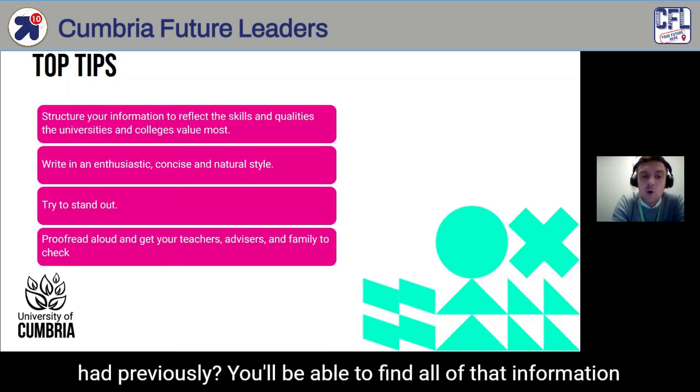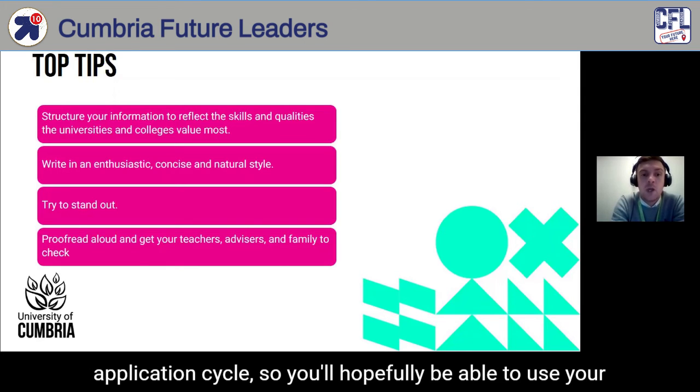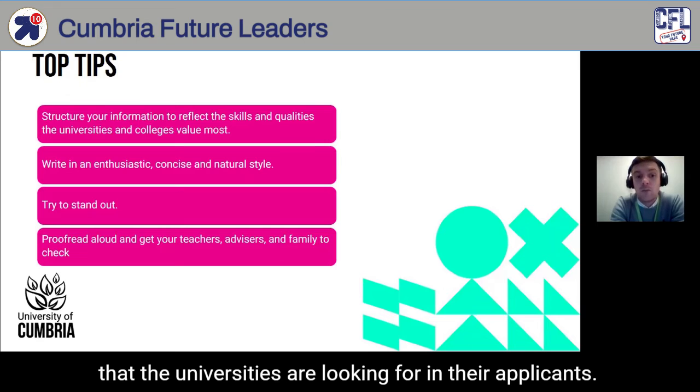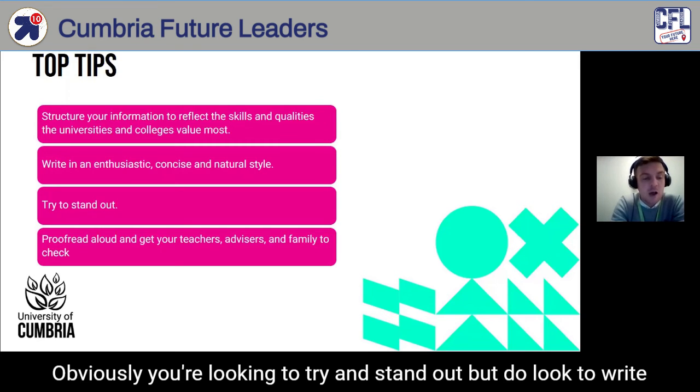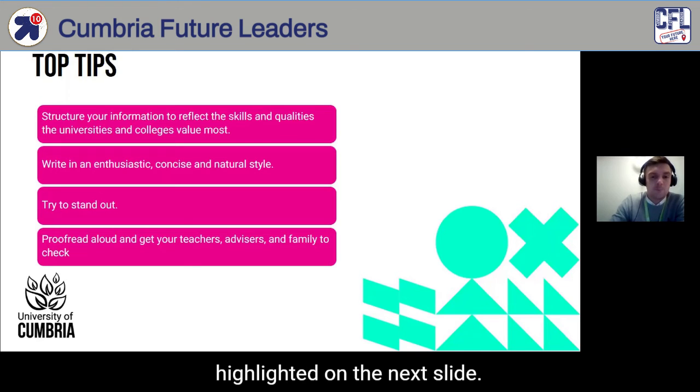And you'll be able to find all of that information out as you do your research and as you're going through the application cycle. So you'll hopefully be able to use your personal statement to reflect those skills and qualities that the universities are looking for in their applicants. Obviously, throughout, you're looking to try and stand out, but do look to write in an enthusiastic, concise and natural style. And that is highlighted on the next slide as well.